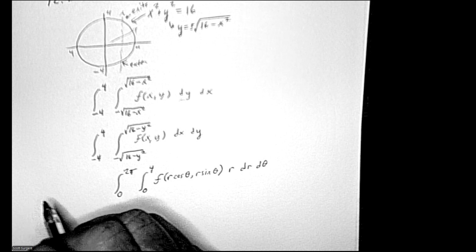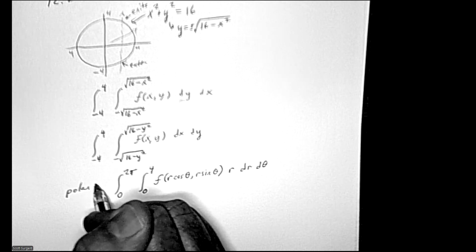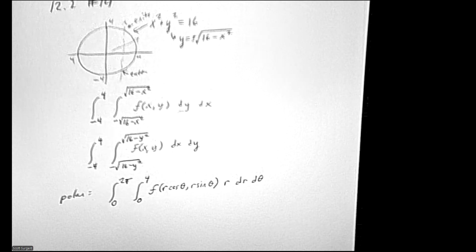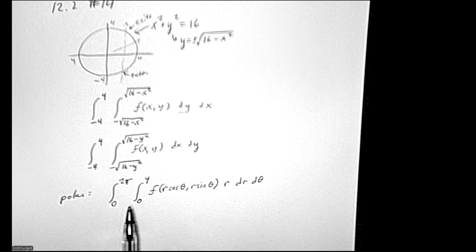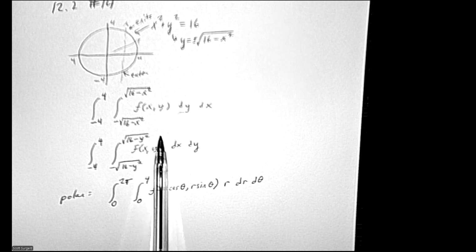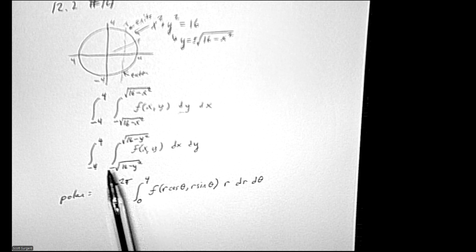So when you do polar, you get much friendlier integrals. For example, you can see that here you just have constant bounds, whereas here you've got these radical bounds. So you'll be getting to polar. If you haven't already got there, you'll be getting there pretty soon. And you'll find that these type of integrals become a lot simpler.